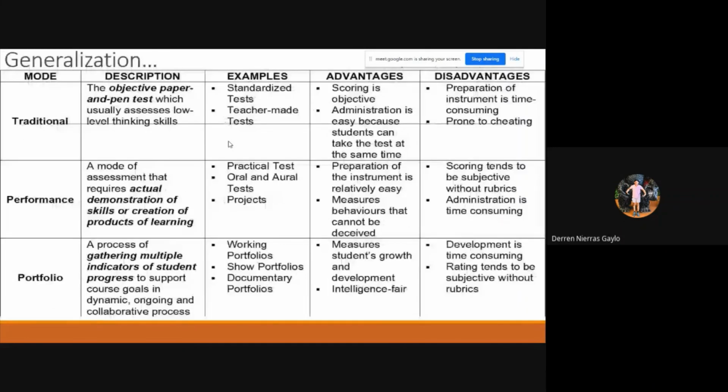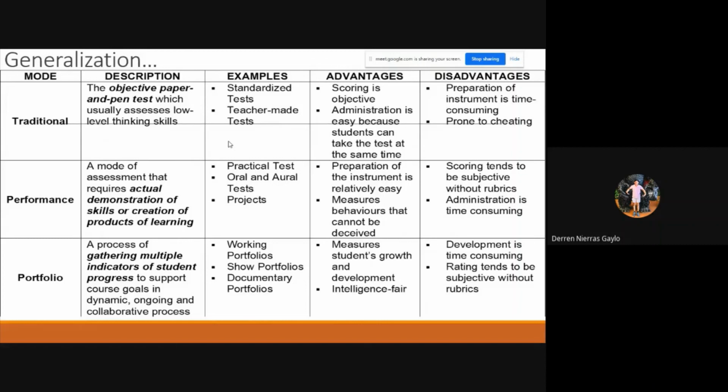So here we can have the summary. So we just have here traditional, performance, and portfolio. For the traditional, it's more on the objective paper and pencil tests. So examples of traditional assessment, you have standardized tests, teacher-made tests. And then advantages, it's objective and easy to administer. Disadvantage, the preparation time is time consuming and it's prone to cheating.